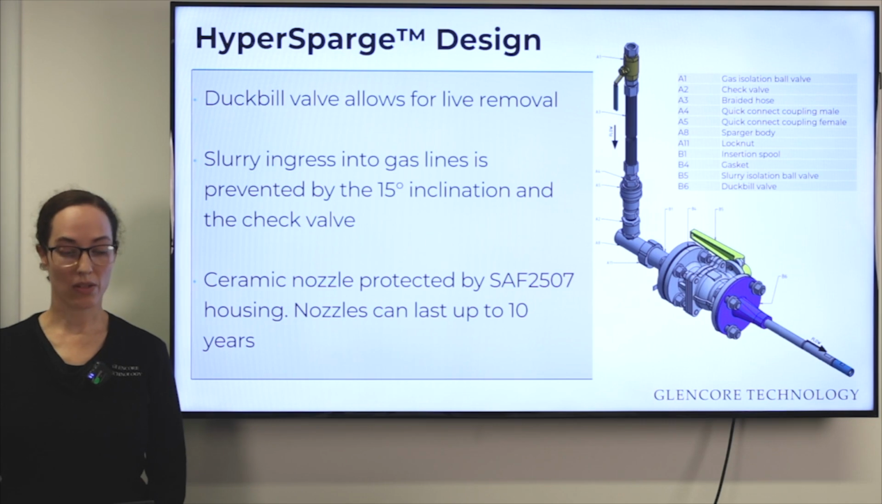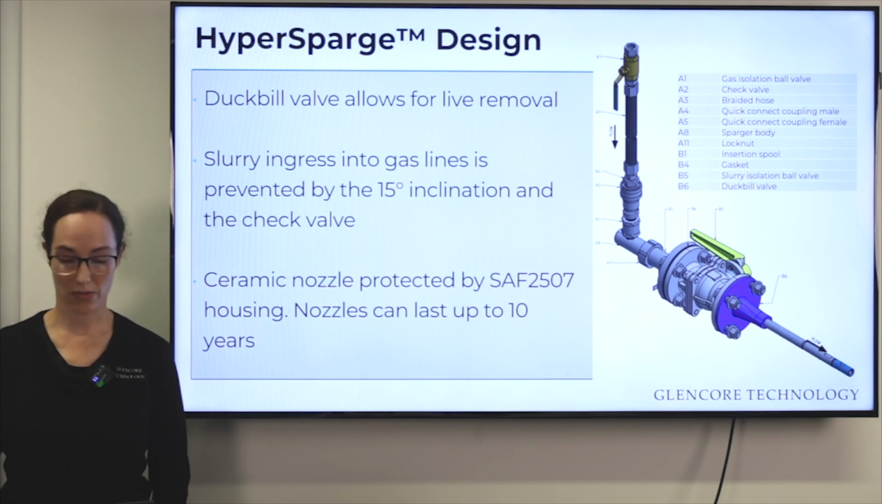If we look at the design of the hypersparge, it really is all about operability. There is a ductable valve which allows for live removal. Slurry ingress into the gas lines is prevented by the 15-degree inclination on the mounting of the tank nozzle, as well as the check valve. The ceramic nozzles used in the hypersparge are protected by a SAF 2507 housing, and the nozzles can last for up to 10 years.